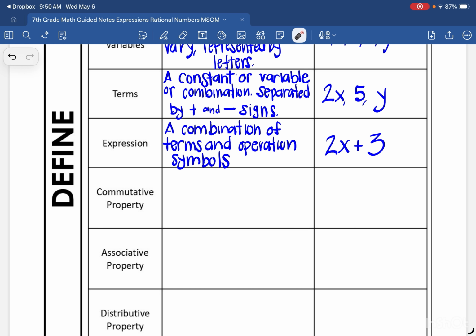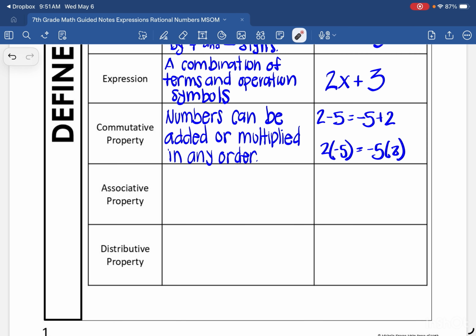An expression is a combination of terms with the operation symbols. For example, 2x plus 3. So here we have a term here and a term here, and an expression is just the combination of terms.